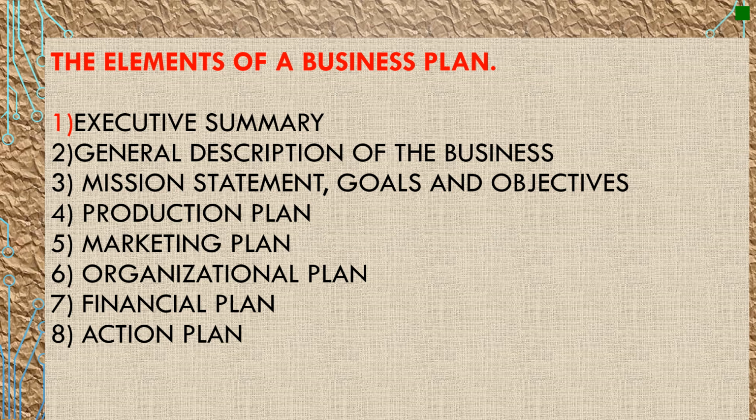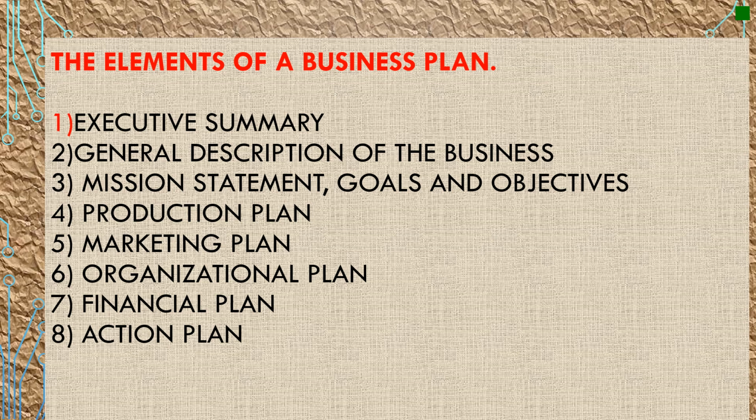The elements of a business plan, these are also key. You need to know what sometimes we call components. There are 8. 1 is the executive summary. 2, the general description of the business. 3. Mission statement, goals and objectives. 4. Production plan. 5. Marketing plan. 6. Organization plan. 7. Financial plan.